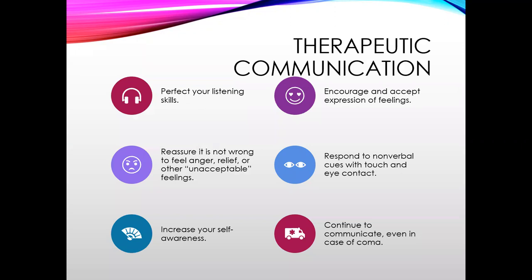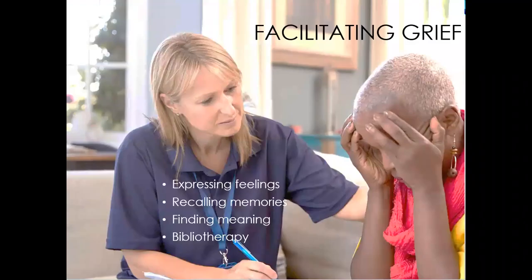So remember, we're going to want to communicate with therapeutic communication. So you're going to want to perfect your listening skills. You want to make sure that you're not going to give false reassurance. Don't say that everything's going to be okay, especially if we know that it's not. You want to increase your self-awareness. You want to encourage and accept the expression of feelings. Even if those feelings are anger, you want to let them get that out. We want to respond to nonverbal cues, with touch, with eye contact, and we want to continue to communicate even if your patient is in a coma. Don't think just because they're in a coma that they can't hear.